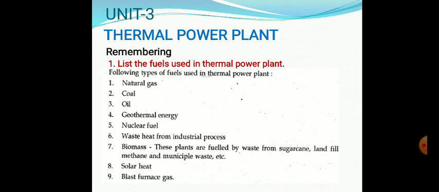Following types of fuels are used in thermal power plant: natural gas, coal, oil, geothermal energy, nuclear fuel, waste heat from industrial process, biomass. These plants are fueled by waste from sugarcane, landfill methane, and municipal waste, etc. Solar heat, blast furnace gas.